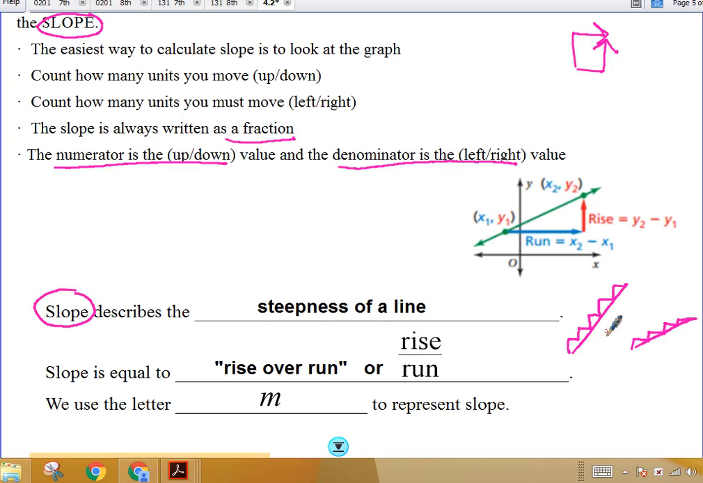Slope will describe the steepness of a line, or even any slope like the hills that you walk up, or even stairs. And slope is equal to rise over run, or you could write it as a fraction, rise over run, because it says slope is always written as a fraction. So that would be the fraction form of slope. And we're going to use the letter M to represent slope. Please be familiar with this letter M, because in 8th grade, slope is a very important concept, and you're going to see M very often from now on.